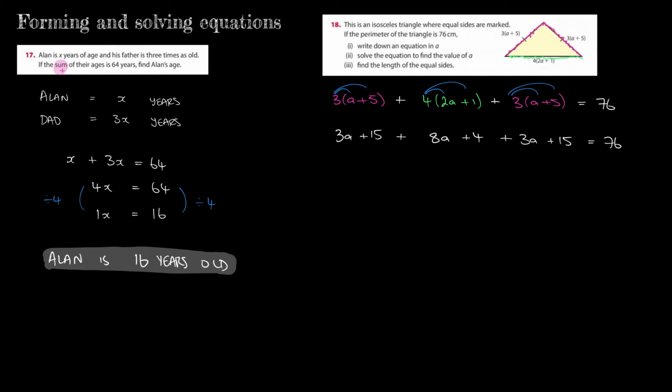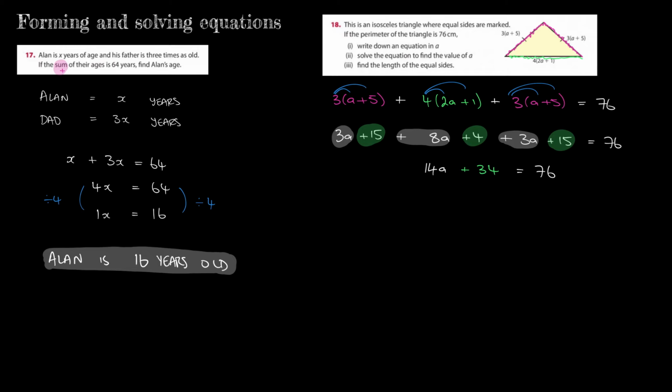I'm now going to tidy it up. I've got A's there and I've got numbers there, so I'm going to get all the A's together. 3A plus 8A plus 3A gives me a total of 14A. The numbers, 15 plus 4 plus 15, give me a total of 34. So 14A plus 34 is equal to 76.